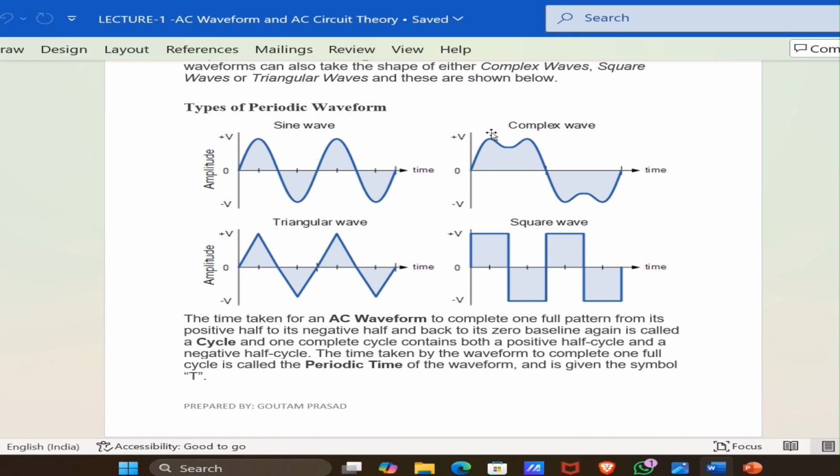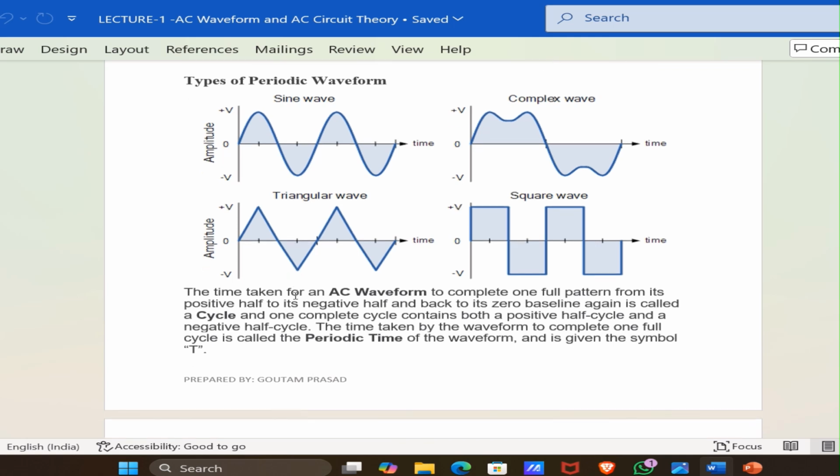And in the second picture, you can see this is a complex wave, neither a square wave nor sinusoidal nor triangular. So it's a complex wave. In the third picture, you can see this is called a triangular wave, and in the fourth picture, you can see it is called a square wave. So there could be AC, alternating current, voltage and current curves like this: a triangular, sinusoidal, complex, or a square wave.